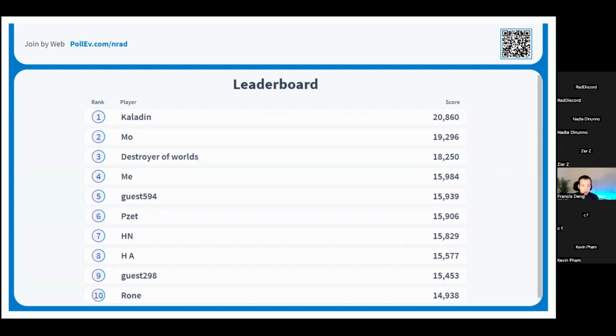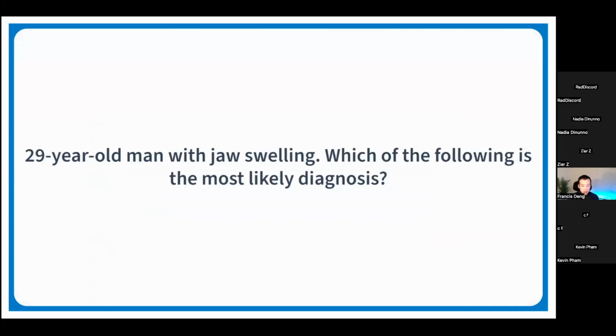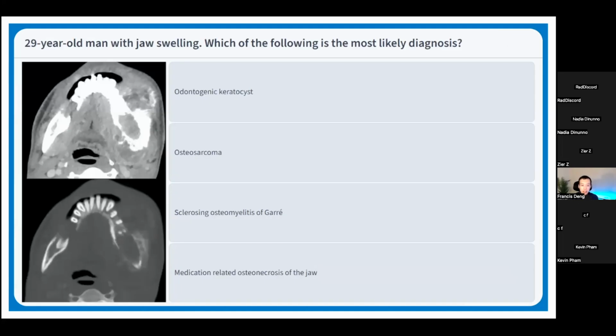All right, Kaladin Mo, Destroyer of Worlds, and me. Our next patient is a 29-year-old man with jaw swelling. Which of the following is the most likely diagnosis? We have soft tissue window and bone window CT images through the mandible.